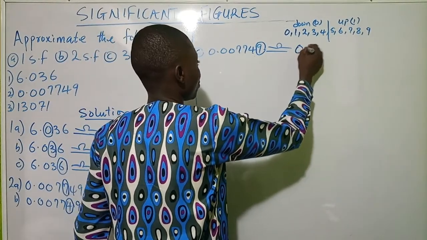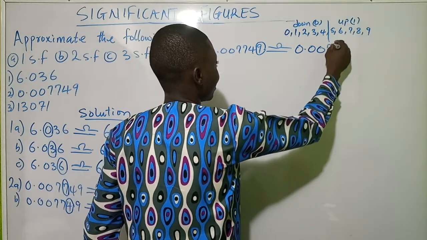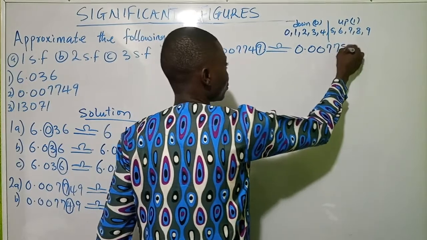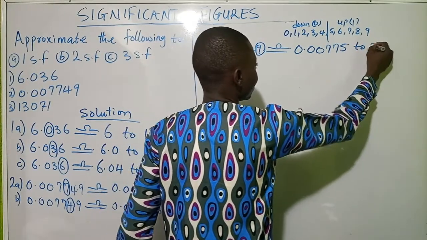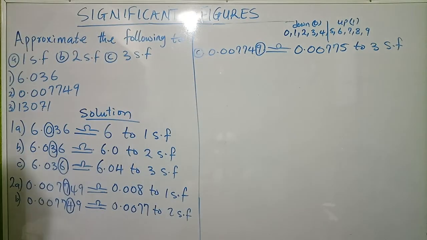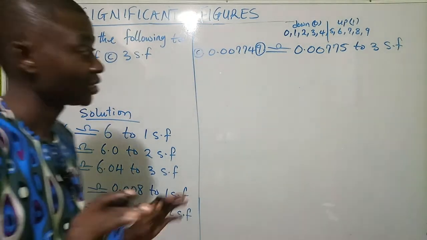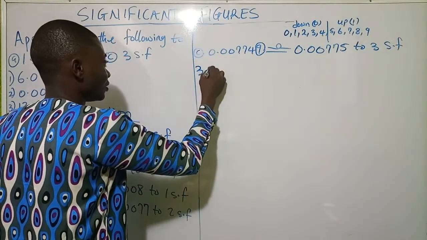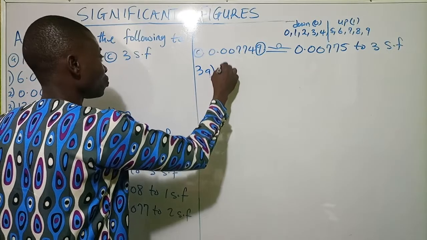So our answer was 0.0077. Now 1 plus 4, that will be what? 5. Leads to what? To 3 significant figures. That is it. Not difficult at all. Very, very simple. You agree with me? Now number 3 now. 3A now. This is what?